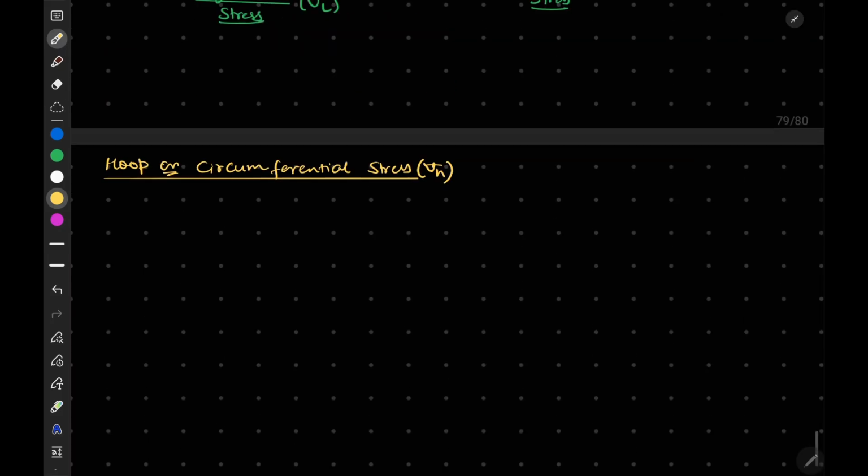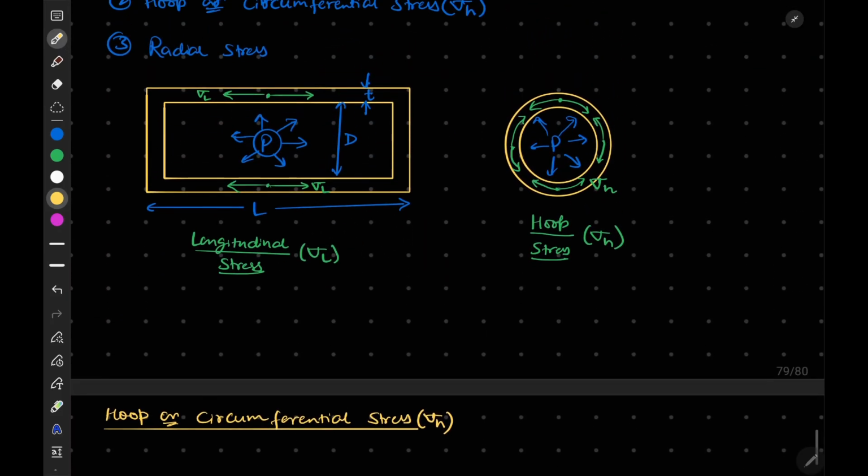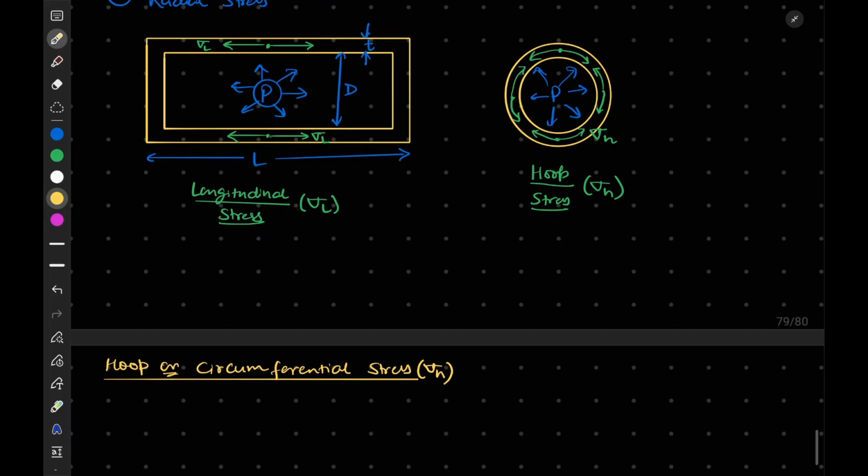So let's say I want to calculate hoop or circumferential stress. Now, if I want to calculate hoop or circumferential stress sigma H, what will I do? We generally acquire both these values using a force balance equation. So what we do is split this cylinder along the longitudinal axis to find sigma H.